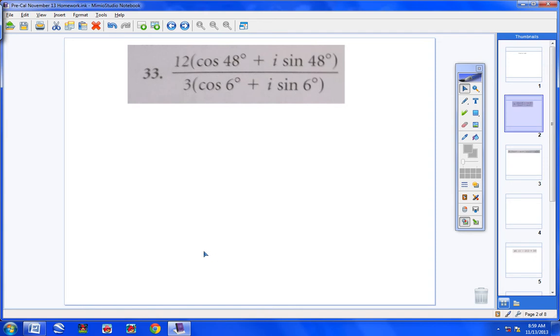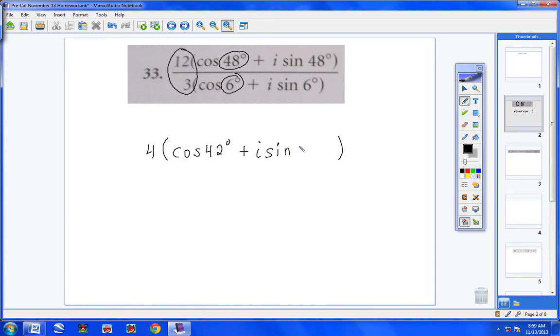For numbers 33 and 35, the directions say multiply or divide, and leave your answer in trig notation. Number 33, you're going to find this really easy, students. First we divide these two numbers, top divided by the bottom, so 12 divided by 3 is 4. Then we subtract our angles, top minus the bottom, 48 minus 6 is 42. So the answer would be cosine of 42 degrees plus i sine 42 degrees. Well, that was hard. Piece of cake.